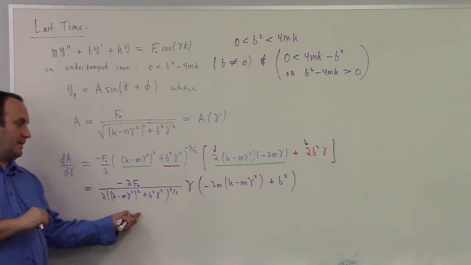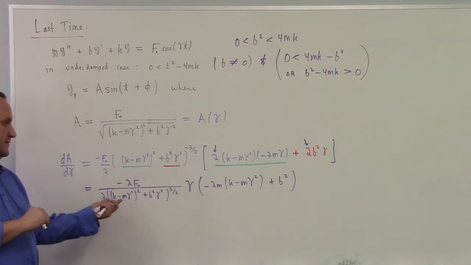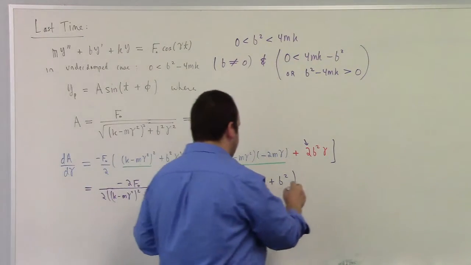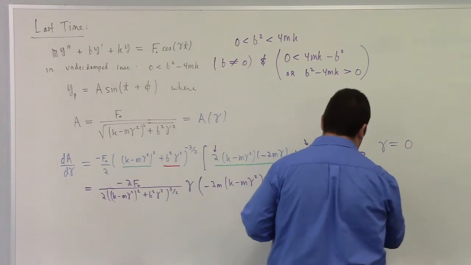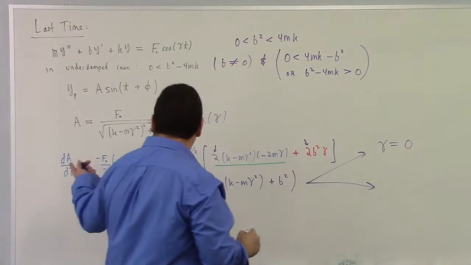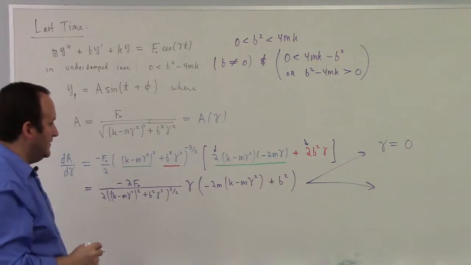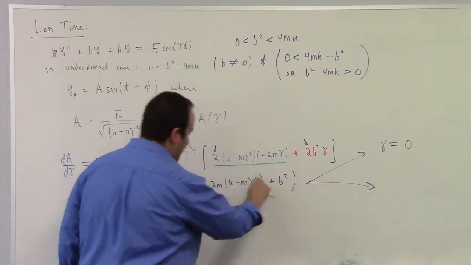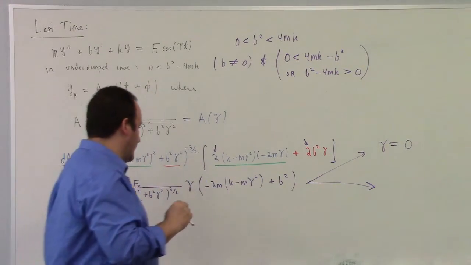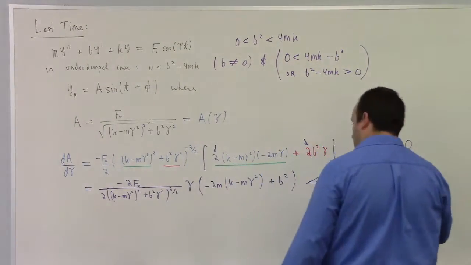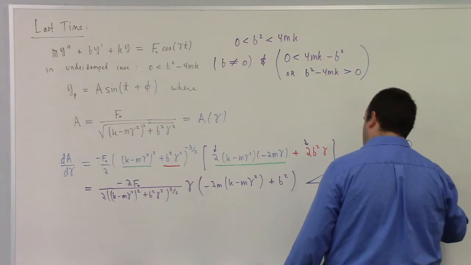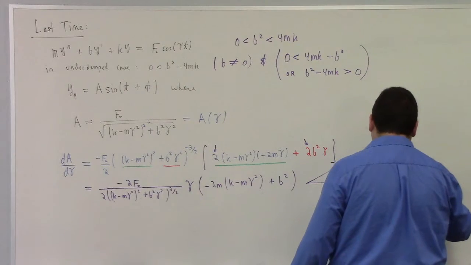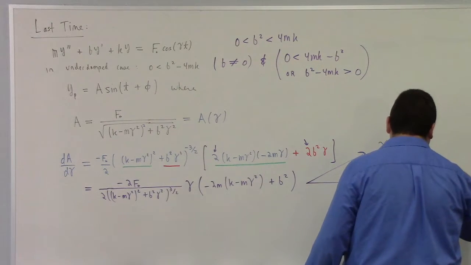So that's out. So we could have gamma equal to 0, right? Or what else could we have? Gamma equal to 0 makes dA over d gamma 0, right? Or this could be 0, so that would be b squared equals 2m times k minus m gamma squared.